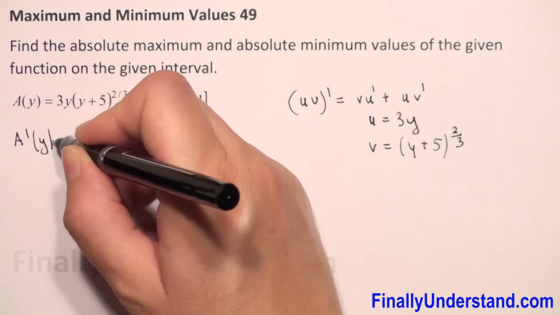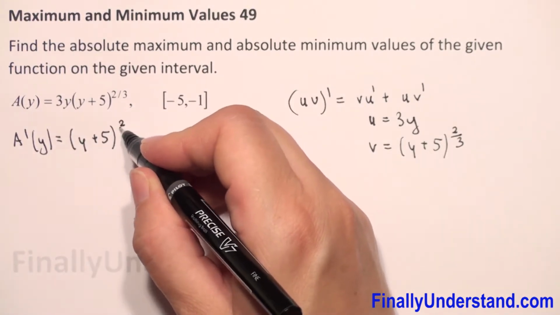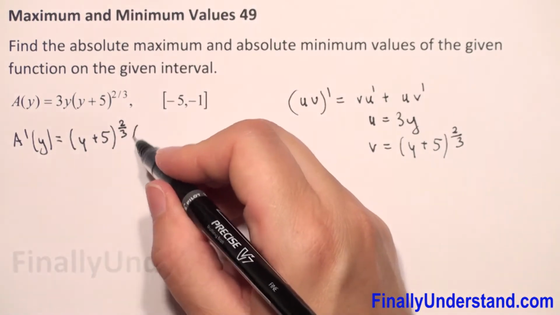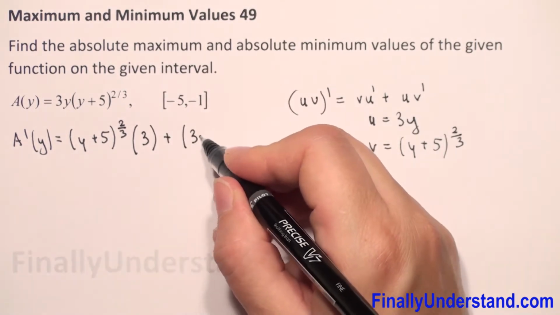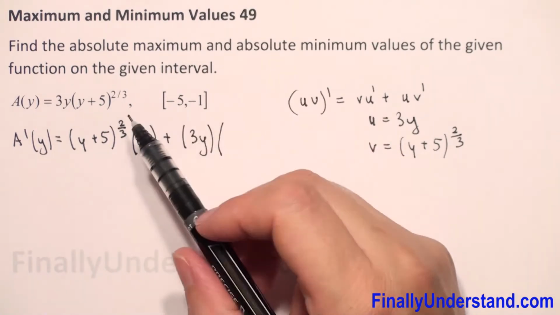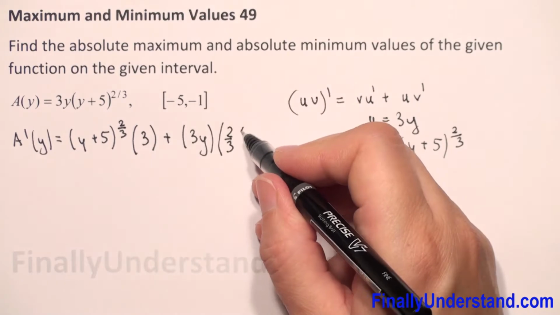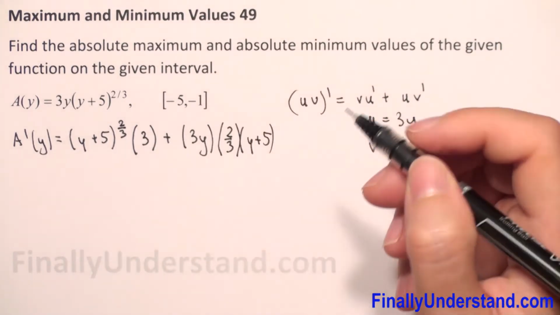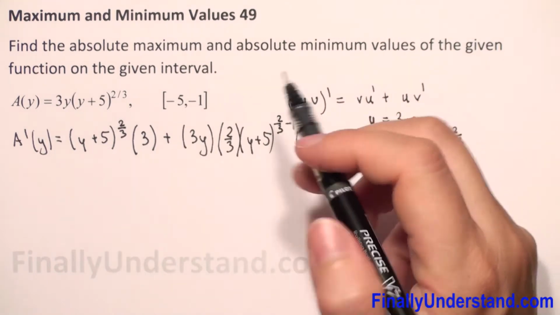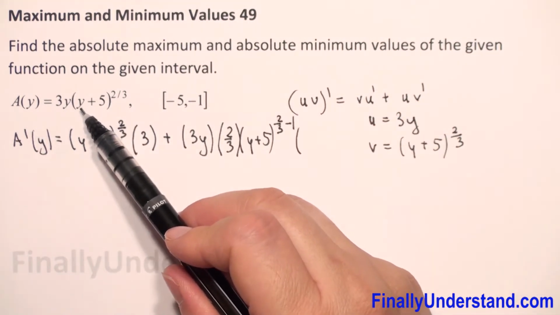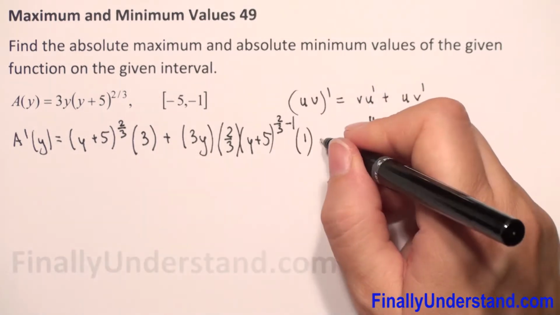A prime of y is equal, we have to copy this expression first, so we have (y plus 5) to power 2 over 3 times derivative of 3y is 3 plus, now we have to copy 3y times derivative of this whole expression, so we have to first take down the power, so will be 2 over 3 times (y plus 5) to power 2 over 3 minus 1 and times derivative of this whole expression inside parentheses. Derivative of y is 1, derivative of 5 is 0. So we have 1 plus 0 is 1.